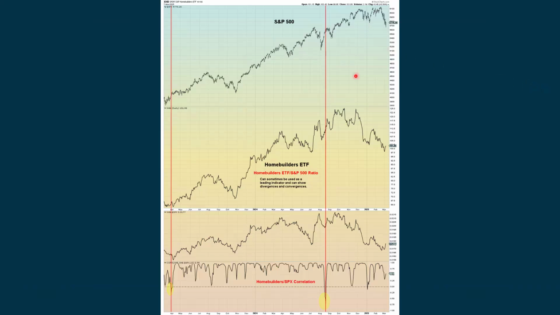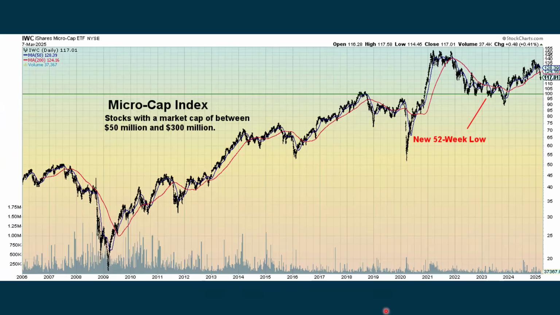And we look at the S&P and home builders, not really seeing all that much of a change here in the discrepancy in the correlation. It's pretty much neutral right now. Usually they have a real high degree of correlation. If this drops way down here, that's when we get quite concerned.